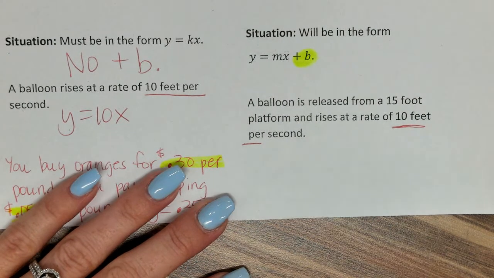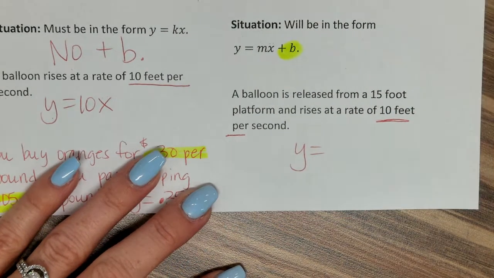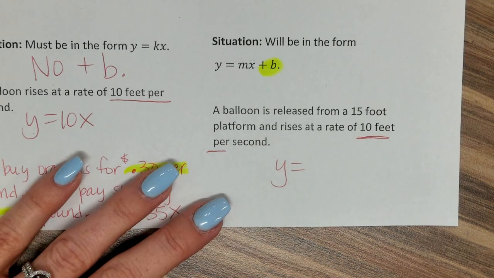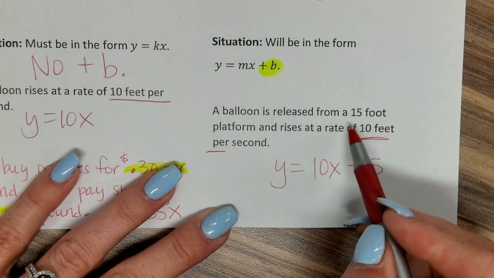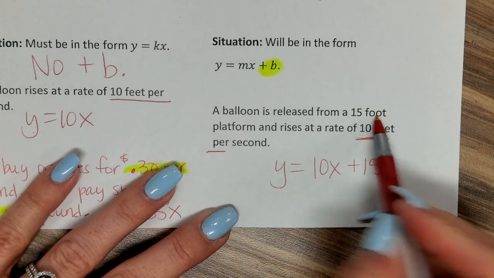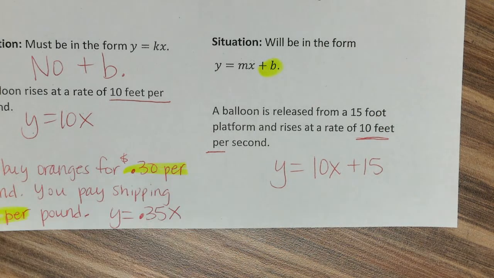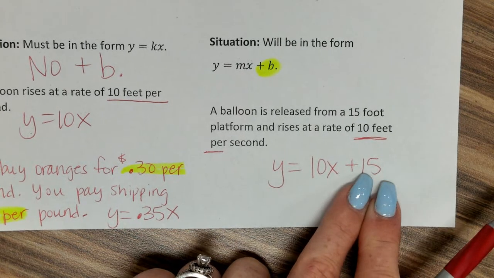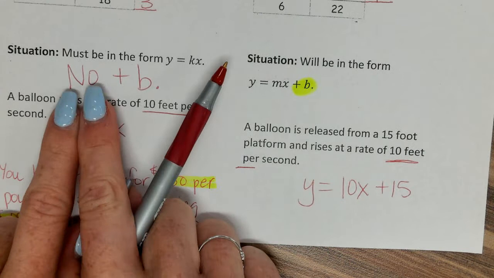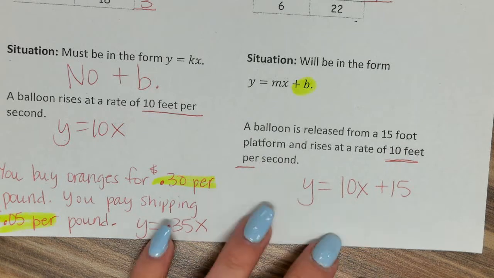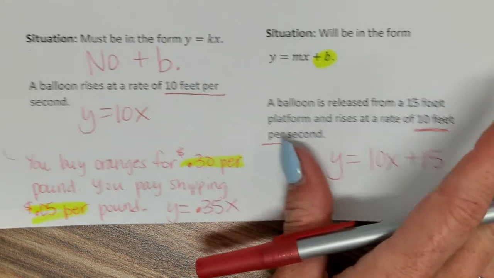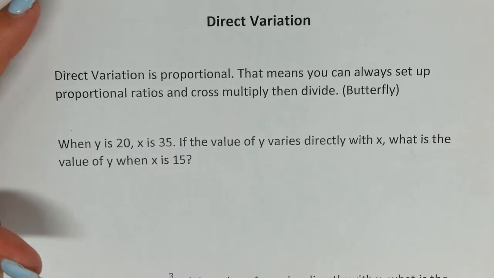How would I write this equation? Y equals what? Why did the 10 get the x? It says per second. Why was the 15 a plus b? It didn't say per second, did it? If they both say per second, they go together. If they don't, one is the m and one is the b. This is non-proportional because it has a plus b. This is proportional because it does not have a plus b. Does everybody understand the difference? Yes or no?